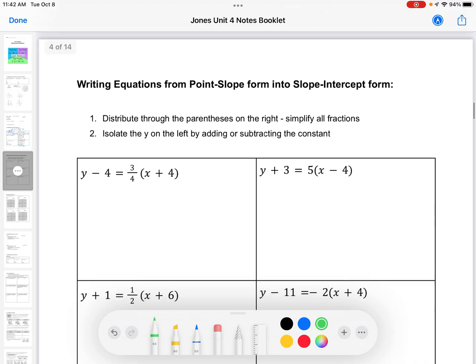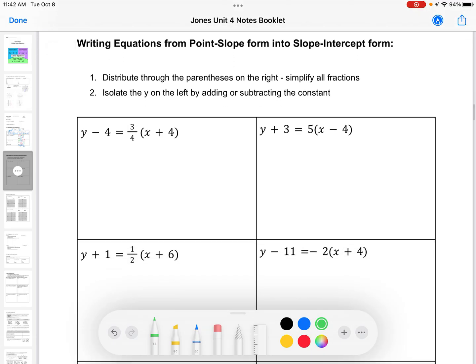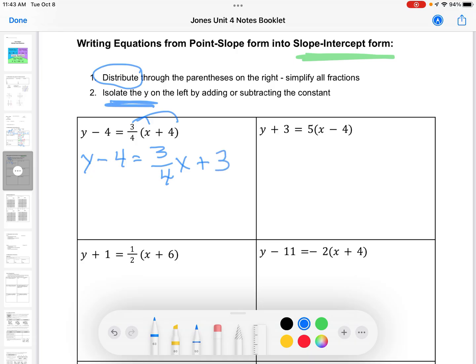And then if you have something in point-slope form, you want to simplify it to write it into slope-intercept form. So you've got 2 steps. Distribute through parentheses. You always do that first, and then isolate the y. So first, let's write down y minus 4, and let's distribute the 3/4. 3/4 x plus 3. You're just multiplying.